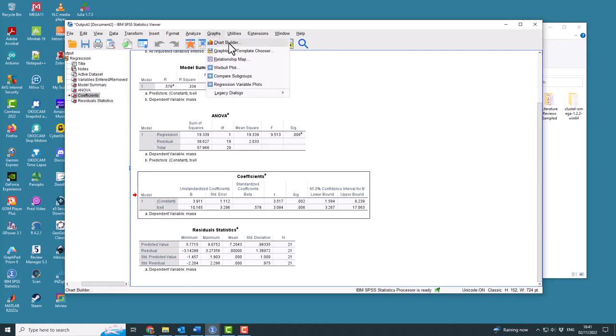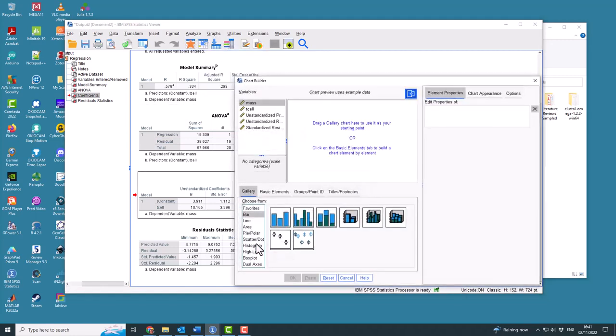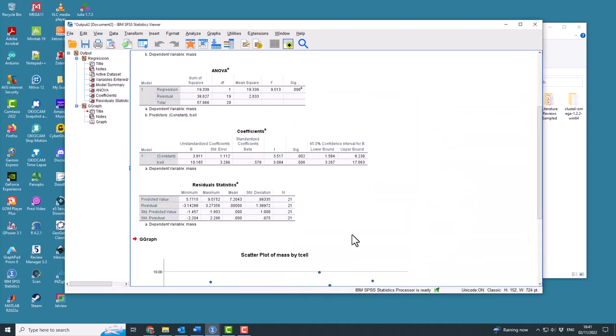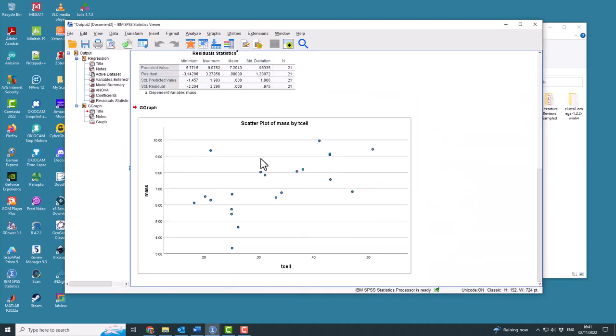So what I'm going to do is build a chart. I'm going to build a scatter plot, and I'm going to put T cell on the x-axis and mass on the y-axis, and I'm going to press OK. Now this is your standard plot that you would get if you were running this in Excel.